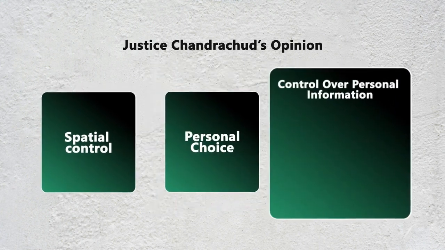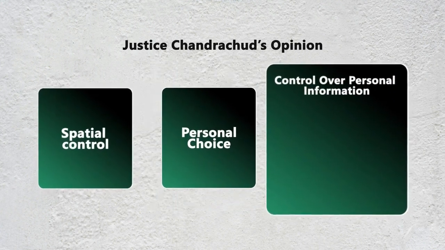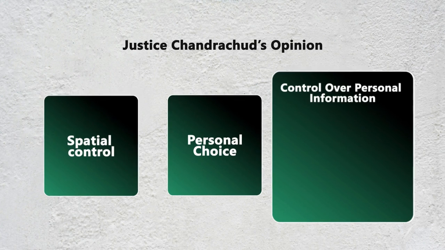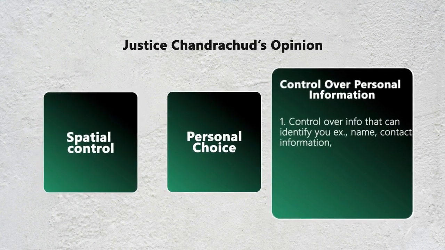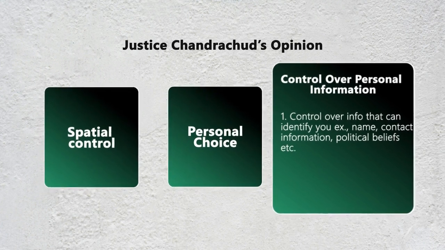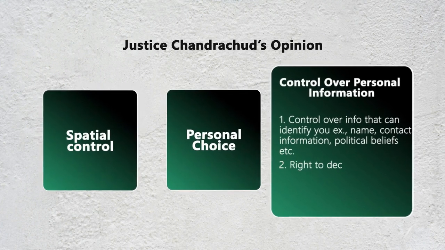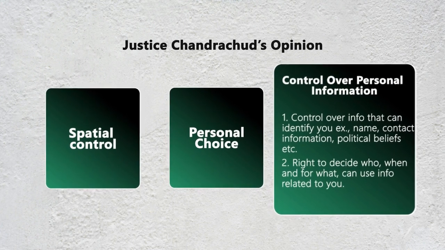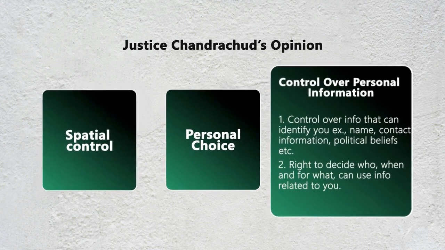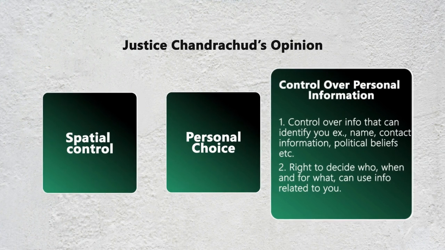And finally, control over personal information, meaning having the right over the data that can uniquely identify you, such as your name, gender, or political beliefs. This control allows you to decide who can access your information and how it can be used and for what purposes, ensuring your privacy and autonomy in a digital landscape.